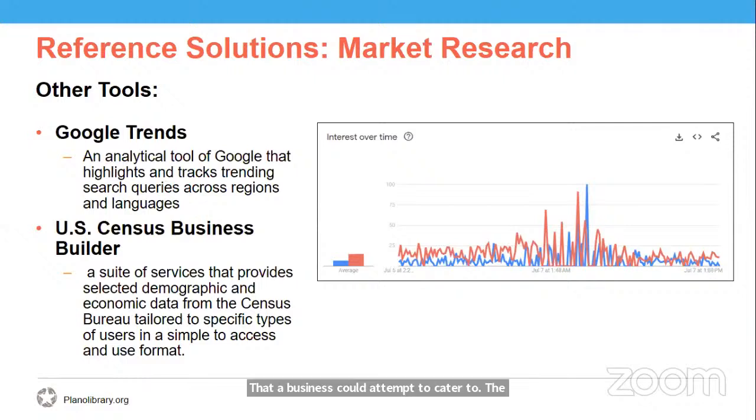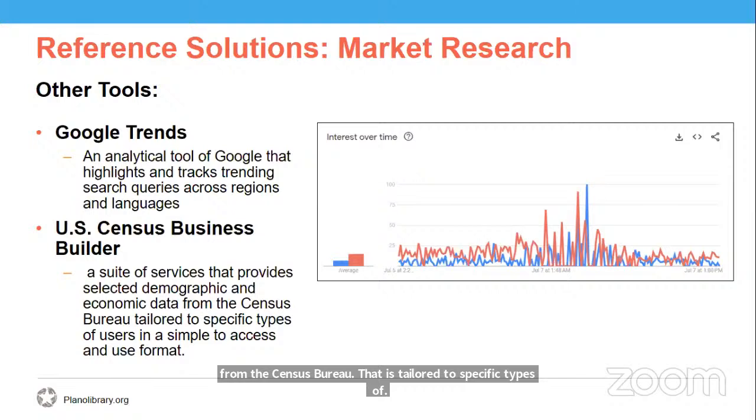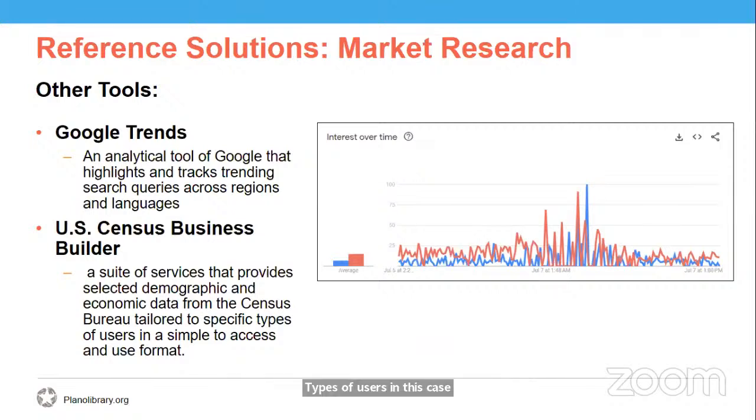The other option, the US Census Business Builder, provides selected demographic and economic data directly from the Census Bureau that is tailored to specific types of users, in this case, businesses. It's another free tool that assists businesses in understanding their marketplace.